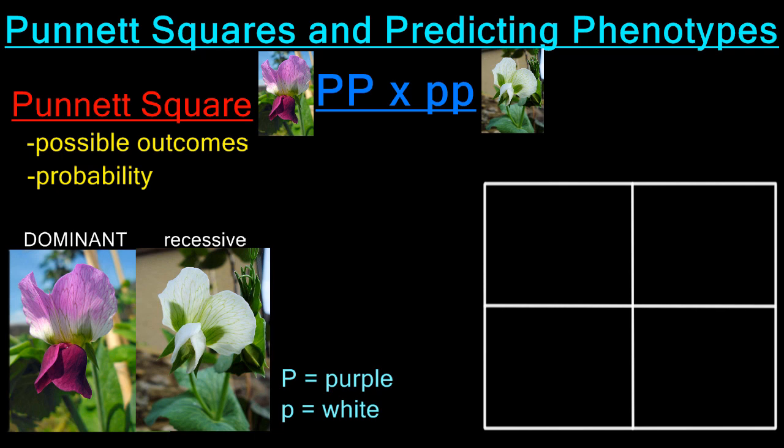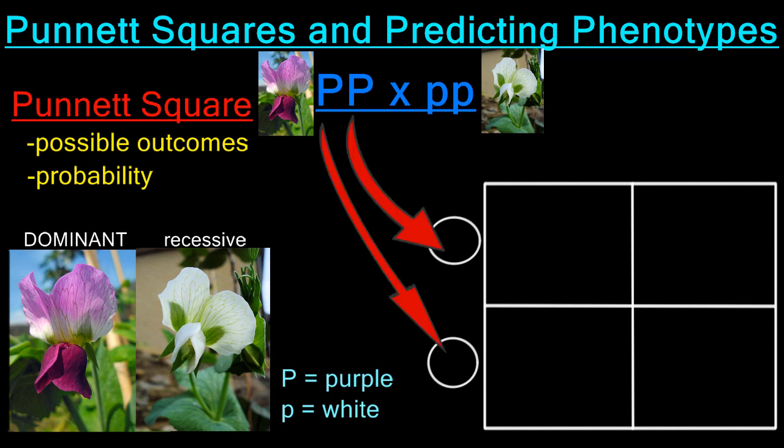Mendel's law of segregation states that when this female plant makes eggs, the two alleles for the trait will separate, so each egg receives only one allele. Therefore, we must split the two letters and put one letter next to each box on the left. This will represent that half of the plant's eggs will have this P, and the other half will have this P.